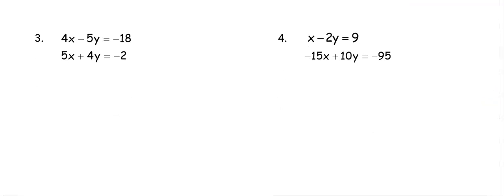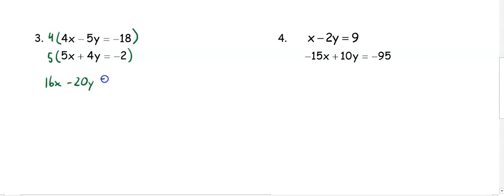In number 3, it's not easy to multiply one equation. Multiply by 4 to cancel out with 5 or by 4 to cancel out with -5. So instead, I'm going to multiply by the opposite number. So I see that I have a negative and a positive by the y. So I'm going to multiply the first equation by 4 and the second equation by 5. So I get 16x minus 20y is equal to -72, and 25x plus 20y is equal to -10.